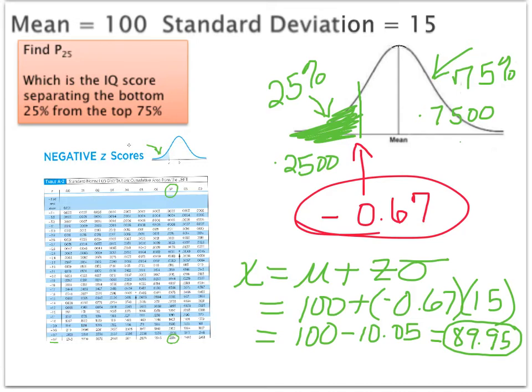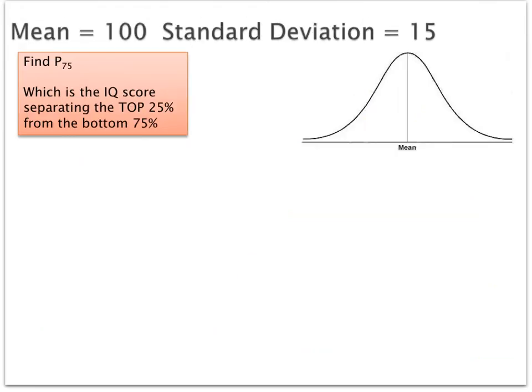Now, let's take a look and see how this is different from the top 25% separating the bottom 75%. Again, let's mark off on our curve the information about which we are interested. So in this case, we want to know the 75th percentile, which is the IQ score separating the top 25% from the bottom 75%. So in this case, I want to know the top portion of data. I want to know up here. I want to know what's separating this portion up here.